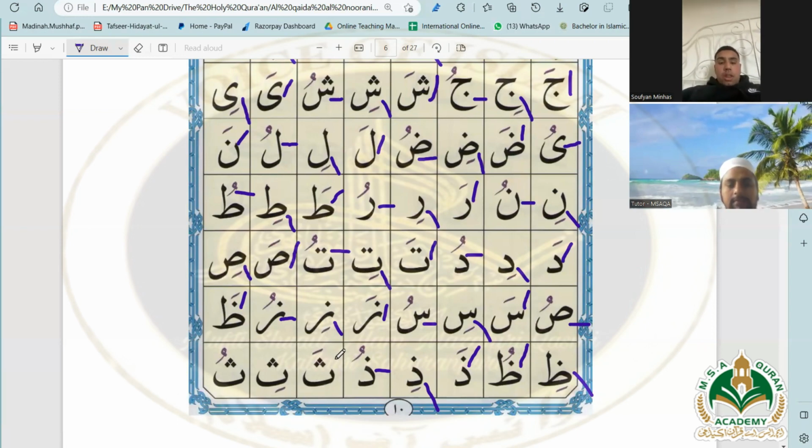Ta, fatha, ta. This one has 3 dots, not ta. Ta has 2 on top. This was ta.